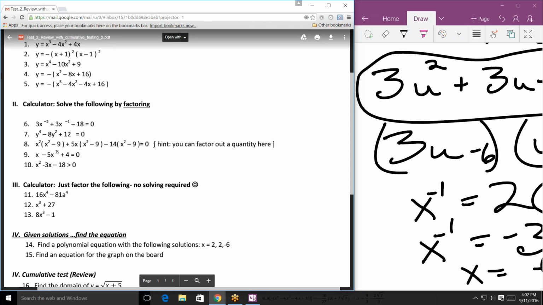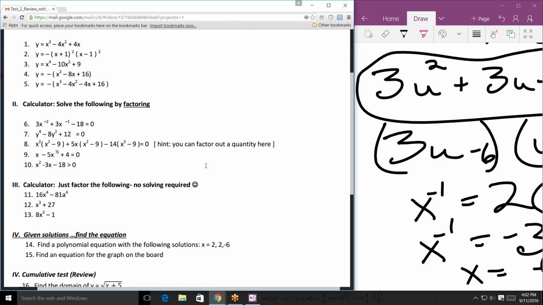And let's check. Should we have 4 solutions? Well, x squared times x squared is x to the 4th. So yes, the highest degree polynomial is going to be x to the 4th if we were to multiply this whole thing out. So we would expect 4 solutions. You usually have as many solutions as the degree of the polynomial.